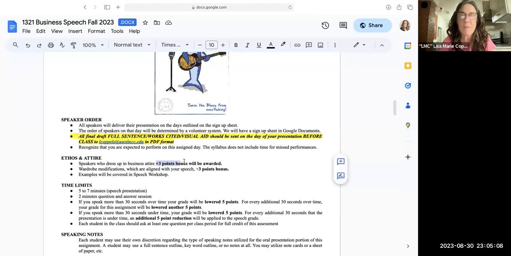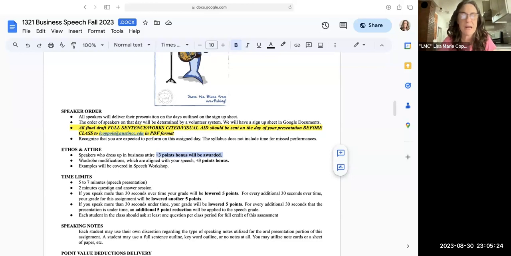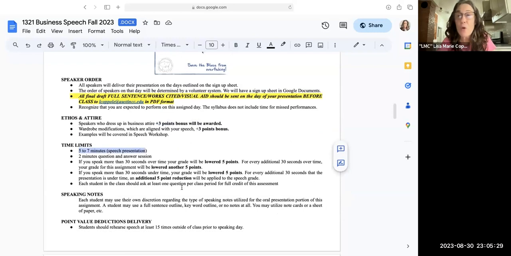If you dress up, it's plus 3 points. So if you dress up in whatever your sports team is, and you're selling season tickets to a particular sports team, and you dress up in that kind of gear, whatever the logos, that would also qualify for extra credit. The speech is 5 to 7 minutes, and you'll know it's 5 to 7 minutes because you will have practiced. And here are the point value deductions.